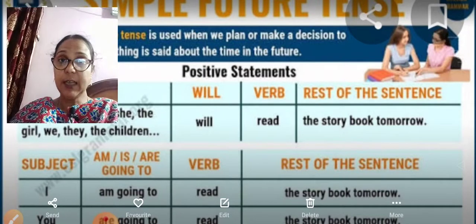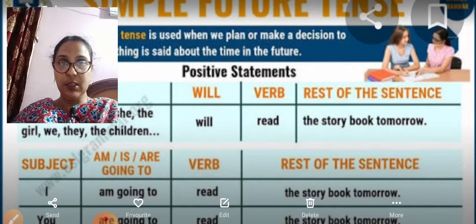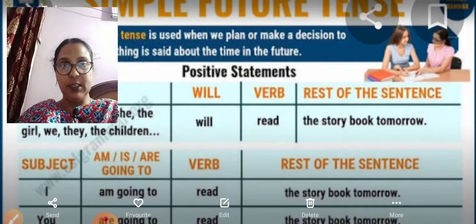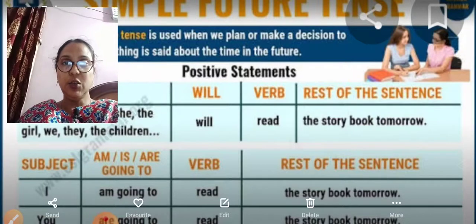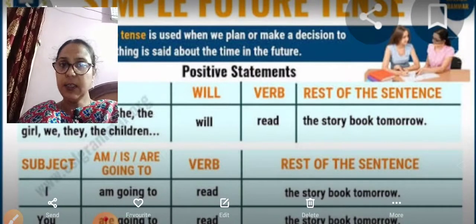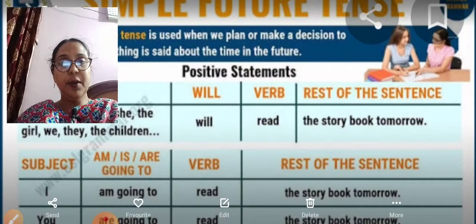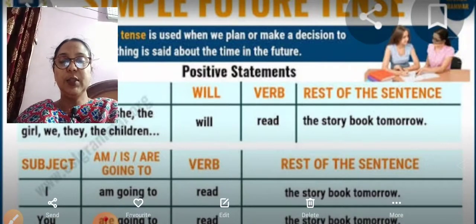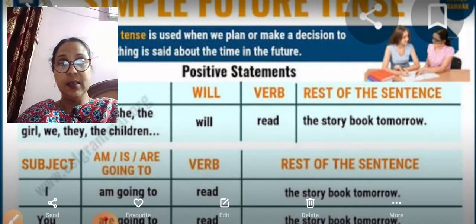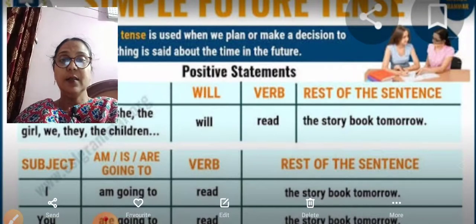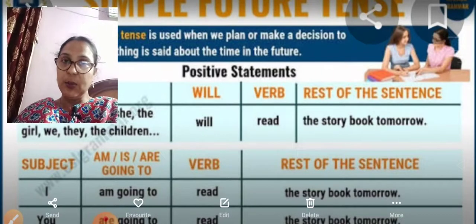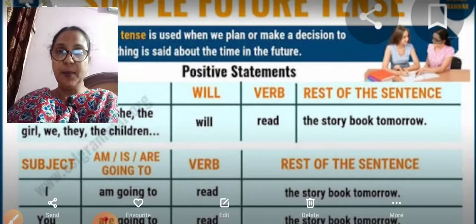That is very important. So let's revise what is simple future tense, or you can say future tense. Future tense is divided into four forms. First is simple future tense. Second is future continuous tense. Third is future perfect tense. And fourth is future perfect continuous tense. We have started simple future tense, that is why we are going to revise that first, and then after that we will start future continuous tense.